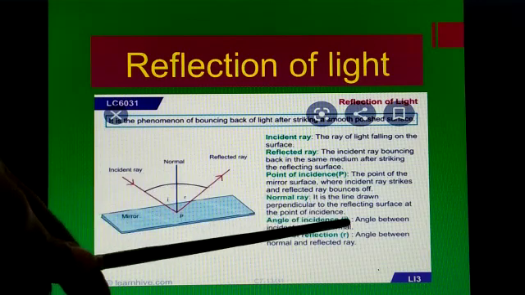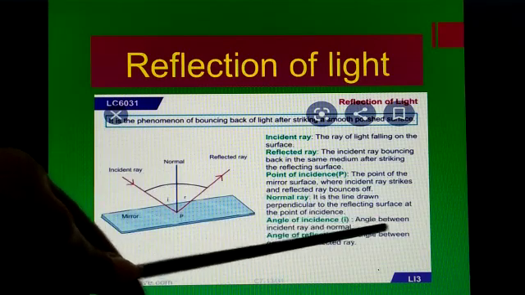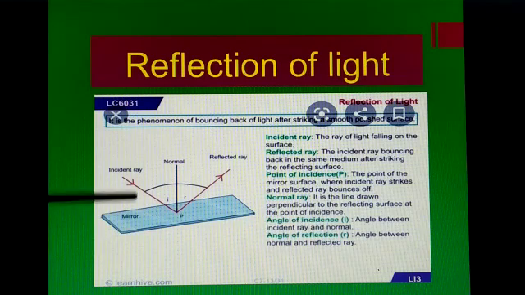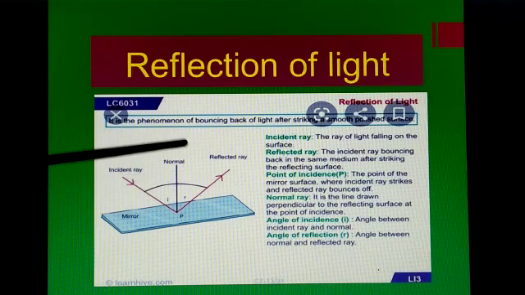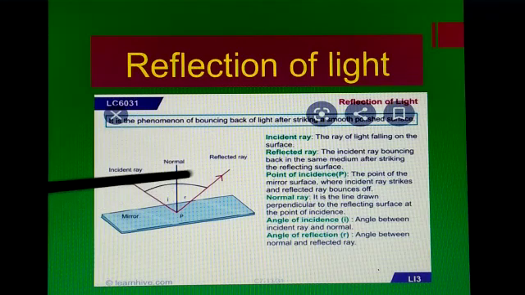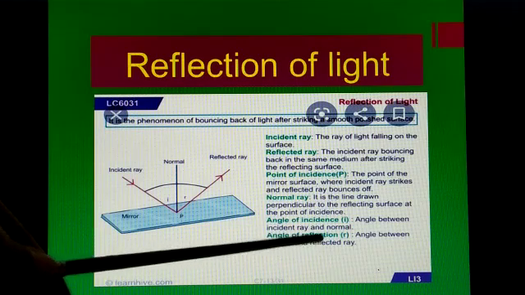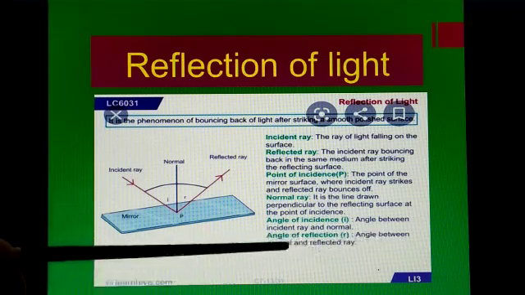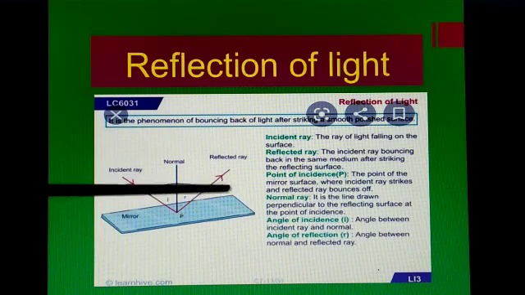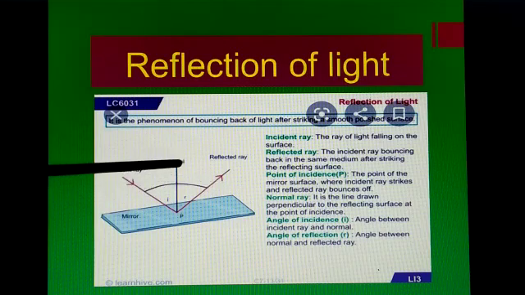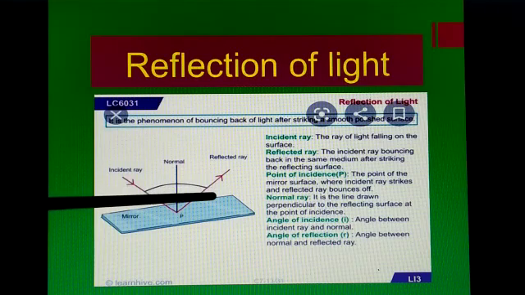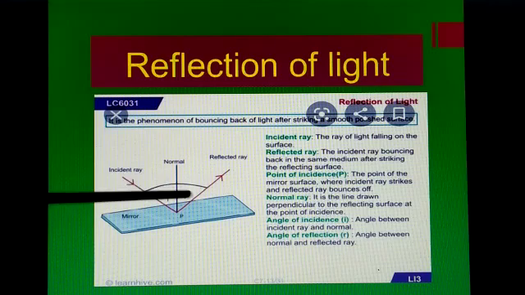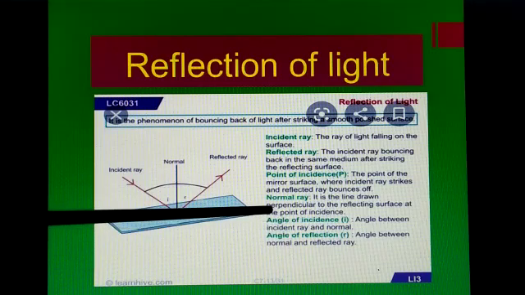Then angle of incidence. Angle of incidence means the angle between the incident ray and the normal. See here, this is the incident ray and this is the normal. The angle between these two is called the angle of incidence. Then angle of reflection, the angle between the normal and the reflected ray. So this is the reflected ray and the normal. The angle between these two is called the angle of reflection.